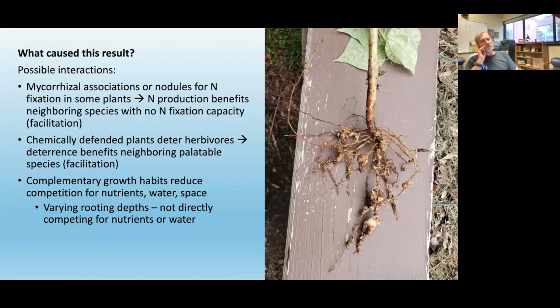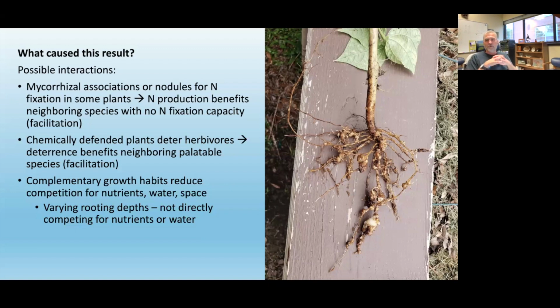So, what caused this result? In some instances, this could have been mycorrhizal associations that help with nitrogen fixation with these plants. So here you've got this kind of facilitation between these two different species that were benefiting both. In some cases, there would be synergistic interactions where plants that are able to chemically defend themselves against herbivores also extend that benefit to their neighbors that might be more palatable. So here again, you have facilitation.